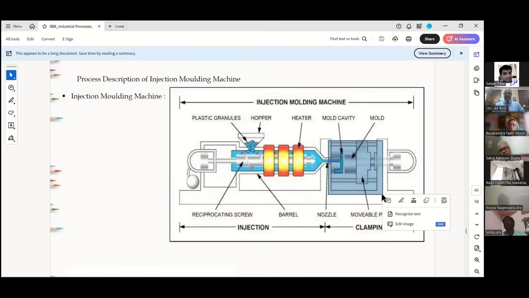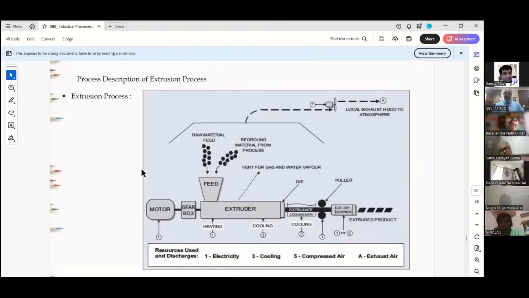So all the toys and many parts of the automobile industries are made by injection molding machines. That is for small plastic articles. If you are looking at any long article in length, it is not possible by injection molding machines. That is done by the extrusion process. The process is the same.